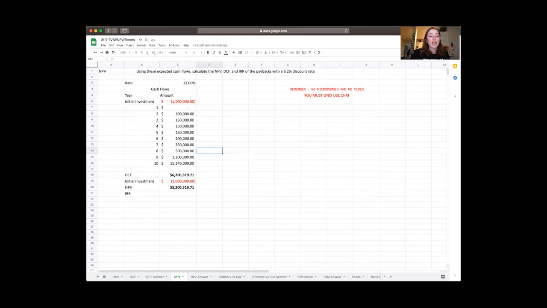And then the last thing that you have to do is find your IRR. And so for this one, that is equals IRR, and you do all of them. So it includes initial investment, and then it goes all the way down to the last year. And you end up with 37.38%.